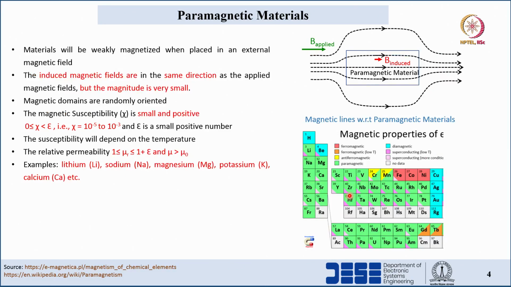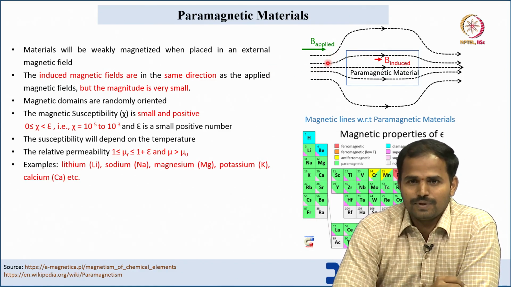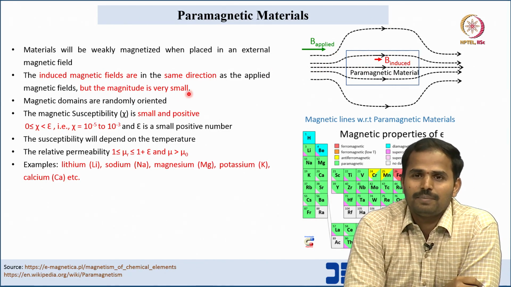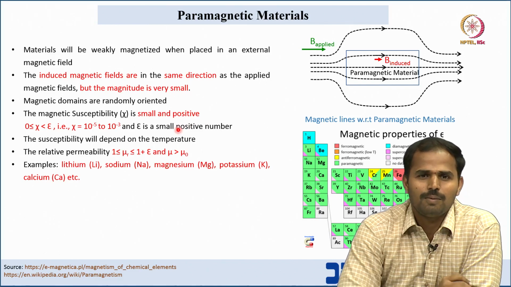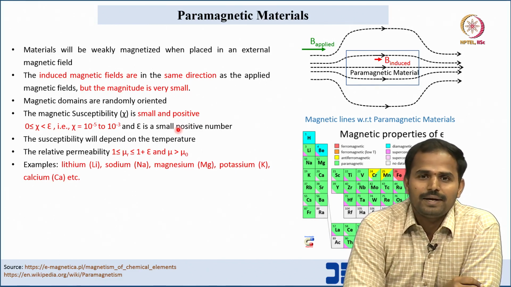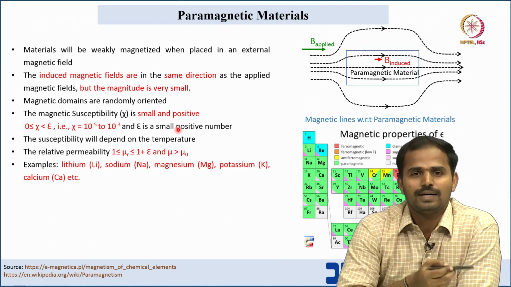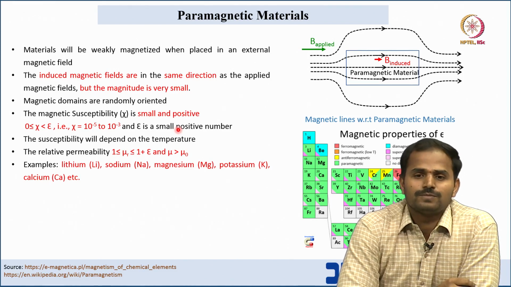Next we will discuss paramagnetic materials. Here also we place the paramagnetic material in a magnetic field. The induced magnetic field magnitude is very small, and the direction is the same as the applied magnetic field, but the magnitudes are very small. The magnetic domains are still randomly oriented because of the lesser magnitude of the induced magnetic field, and the susceptibility value is positive but very small, almost negligible. For diamagnetic materials it is negative but small, for paramagnetic positive and small, so there is no use of it. If we utilize a core of paramagnetic materials, we cannot enhance the flux density.